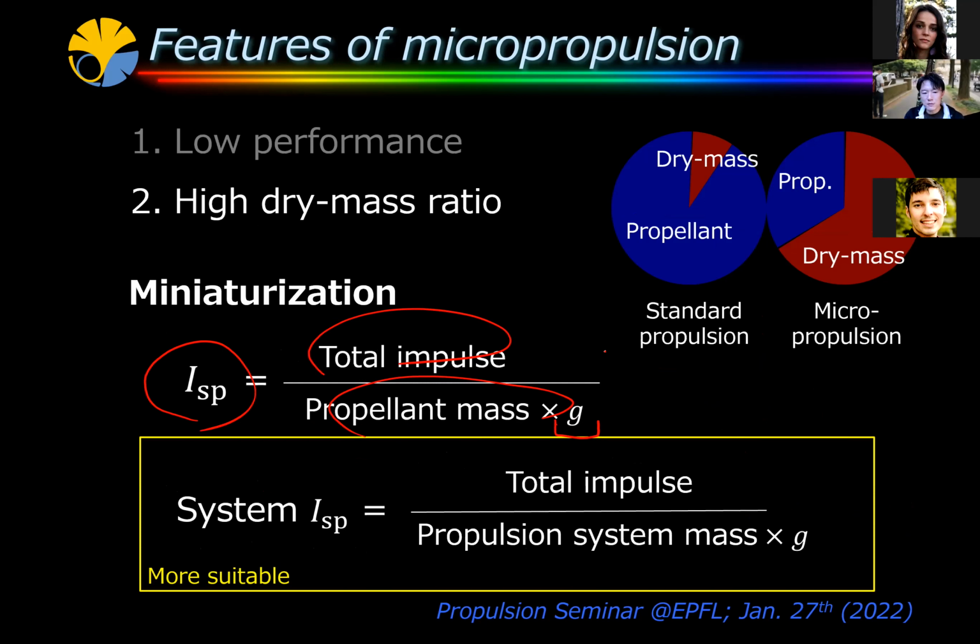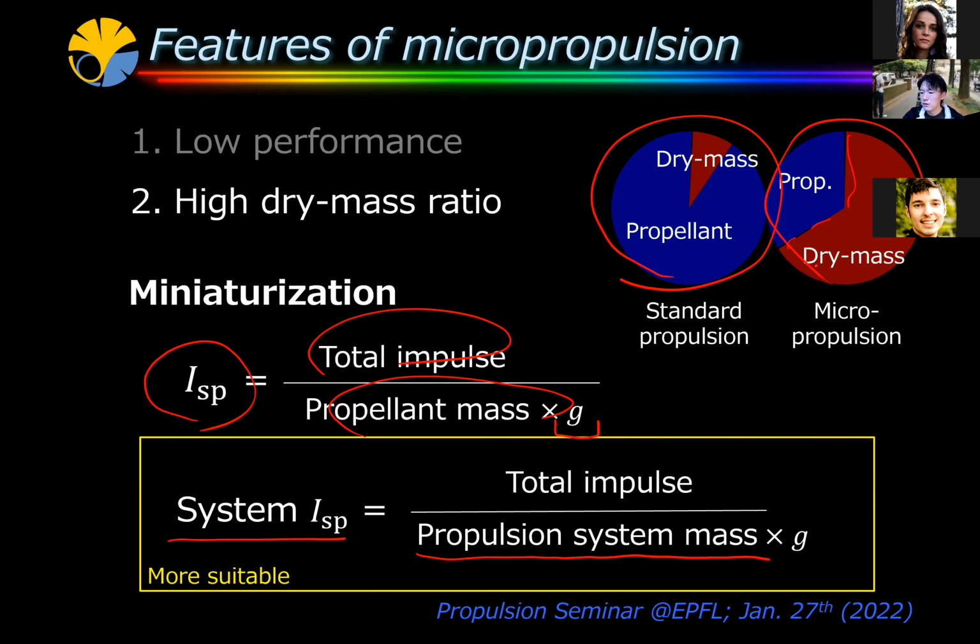Why this ISP is important is that propellant mass is dominant in a propulsion device. Then this ratio is very important. However, in the case of a micropropulsion system, typically this dry mass cannot be negligible. So instead of standard ISP, sometimes system ISP is used. The definition is almost the same, but the difference is here: not propellant mass, but propulsion system mass. So total impulse versus whole mass.